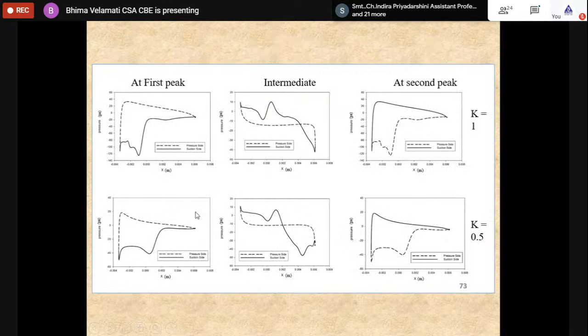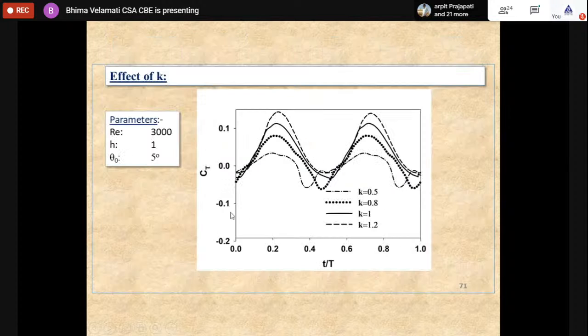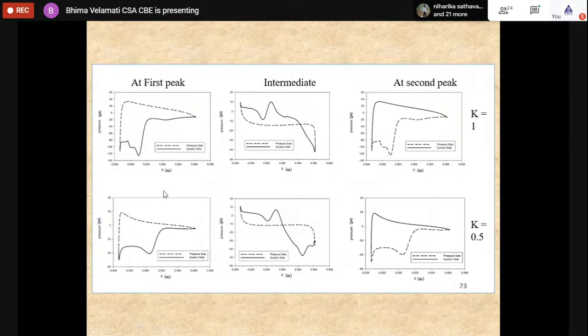We try to see what will be the pressure profile at different times. Okay, so 0 at the first peak, lowest point, and the middle. That is how we plotted. We can see at the peak that there is a huge pressure difference at the leading edge, which will give you a pressure force, which causes the thrust. As the K increases, this pressure difference increases at the leading edge, and which will give you more thrust.